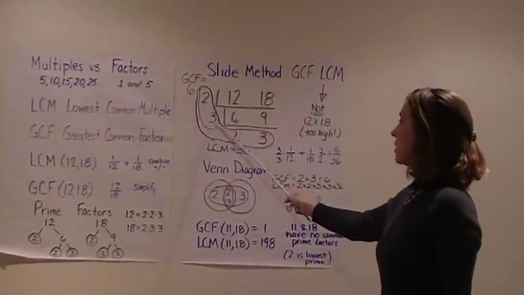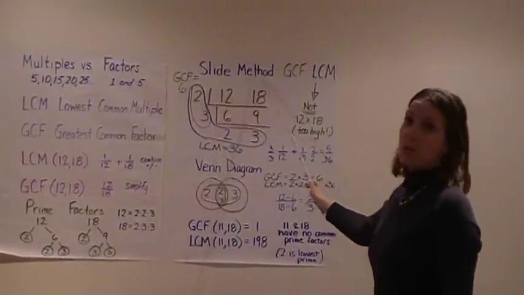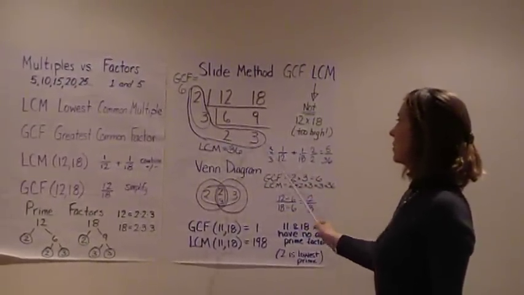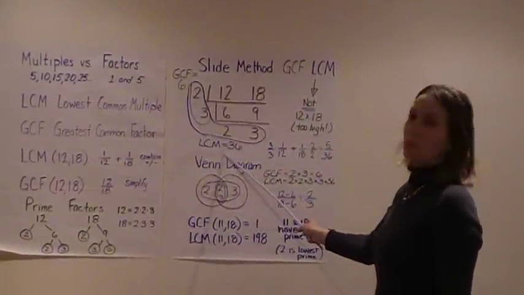So when we do 2 times 3, we get 6. That's the greatest common factor. That's the number that goes into both numbers. If we then look at what's left over here, this 2 and 3, if we multiply 2 times 3 times 2 times 3, we get 36.